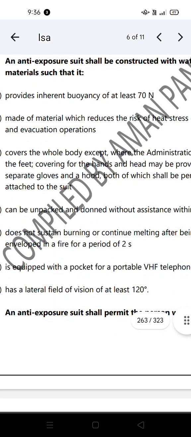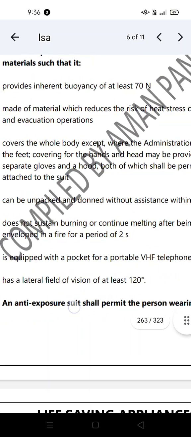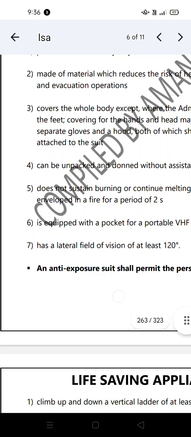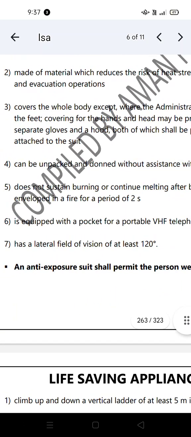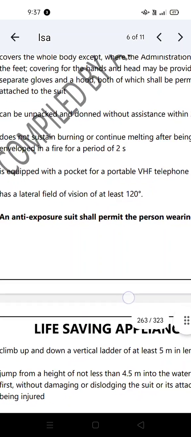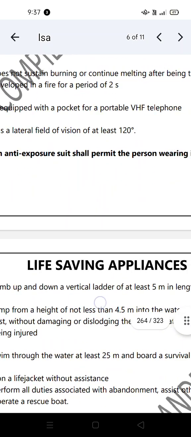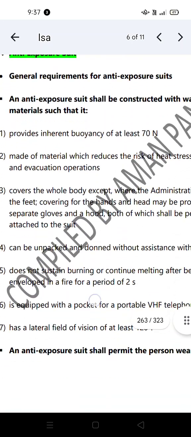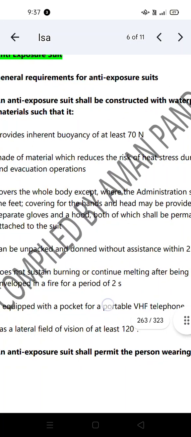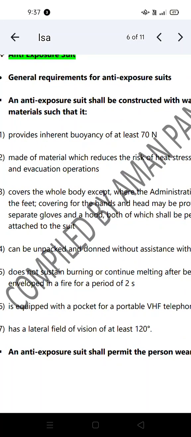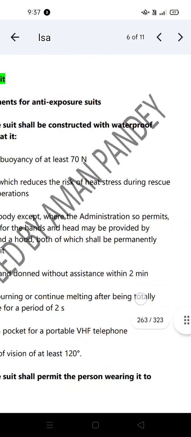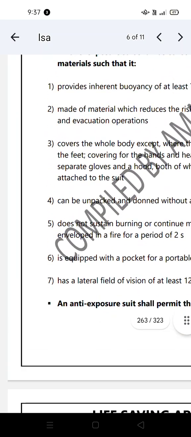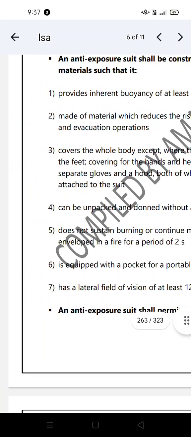Made of material which reduces the risk of heat stress during rescue and evacuation operations. It covers the whole body except the face, and permits a pocket for a portable VHF. It has a limited vision effect on the person wearing it. The wearer can climb up and down a ladder. It shall be constructed with waterproof material such that it reduces the risk of heat stress during rescue and evacuation operations.